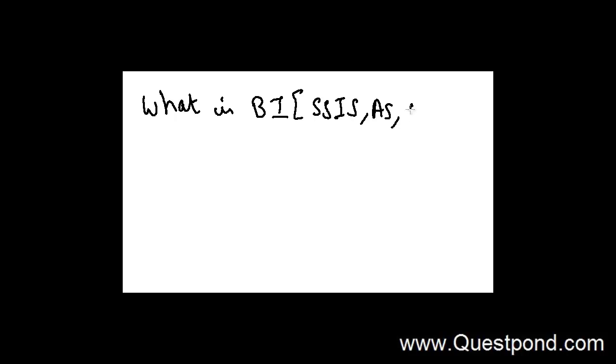So the first question, the $1,000,000 question that everybody would like to get the answer to: what is BI? What is business intelligence? And how are these three, that is SSIS, SSAS and SSRS, related to business intelligence? Business intelligence is basically converting your data into information or knowledge, and using that knowledge for better decision making. So in other words, business intelligence is all about data.